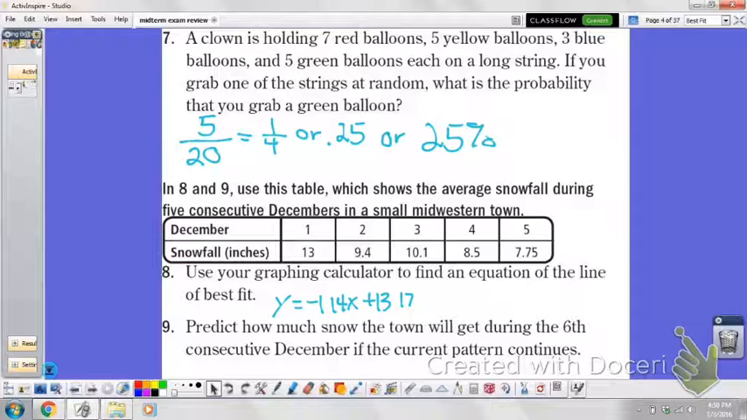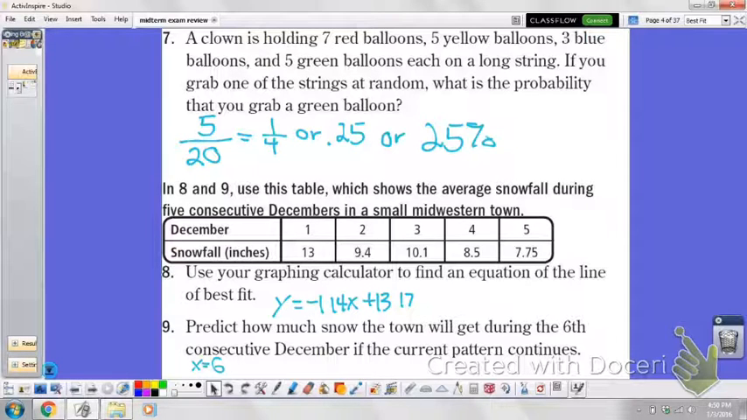Number 9 says, predict how much snow the town will get during the 6th consecutive December if the current pattern continues. So we're going to use our equation to do this. Well, since x was a December, we can use x equals 6 in our equation and find our snowfall in inches, the y value.